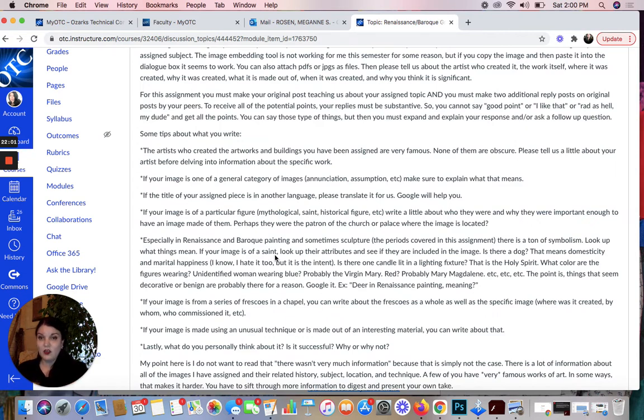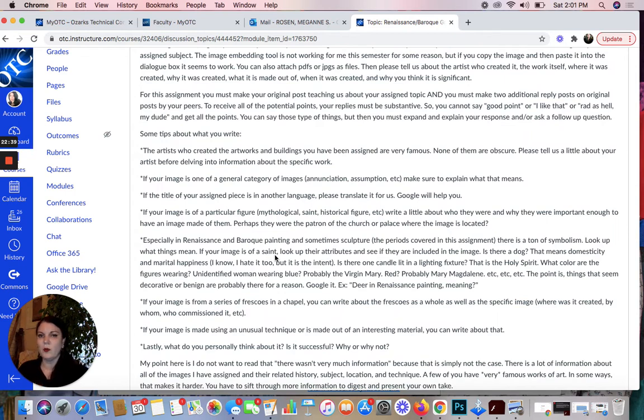If your image is of a particular figure, mythological or a saint or a historical figure, whatever, write a little bit about who they were and why they were important enough to make a painting of. Maybe they were the patron of the church or palace where the image is located. They're the person who paid for it. Maybe they did some heroic act in a war or something. But tell us who the person is, if there's a particular figure. Or if it's a god or goddess from mythology, tell us who it is. It's Aphrodite, the goddess of love, whatever.